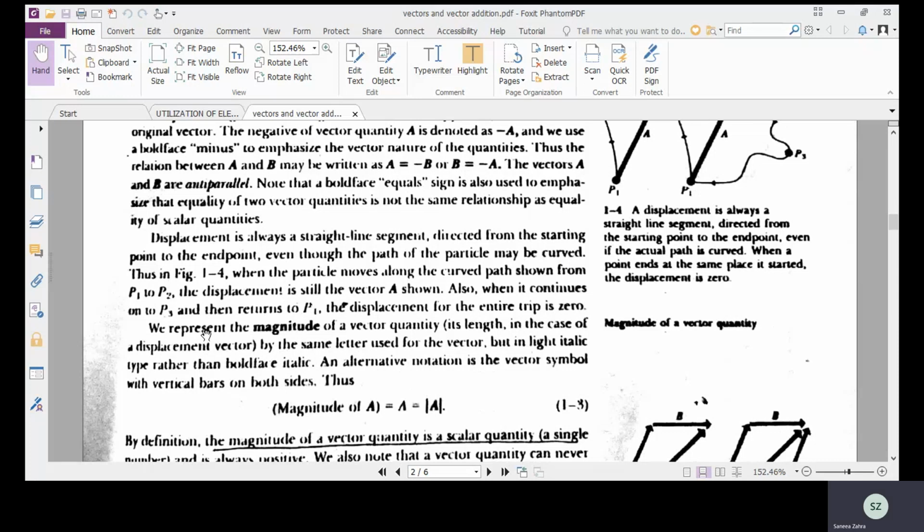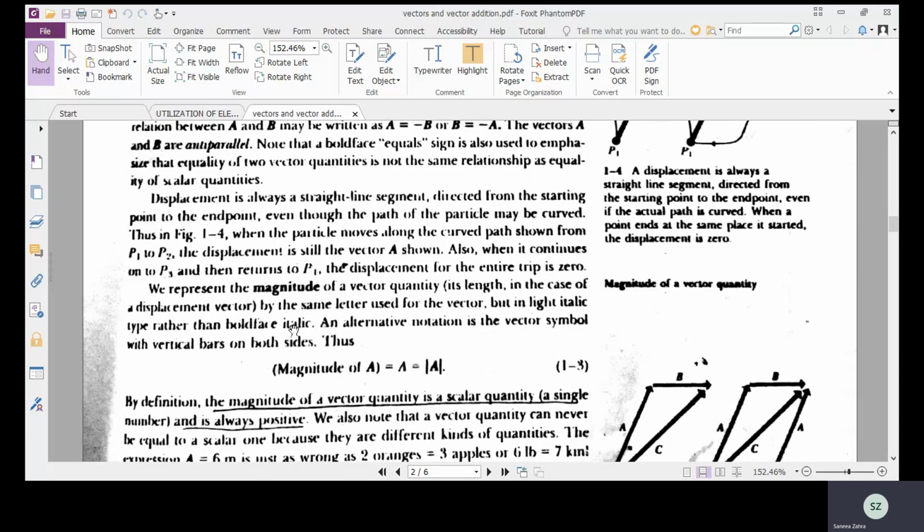Now, how do we represent the magnitude of a vector quantity? We represent the magnitude of a vector quantity, which in the case of displacement is its length, by the same letter used for the vector, but in light italic type rather than boldface italic. ठीक है, हम उसका bold खत्म कर देंगे when we are representing a magnitude. If you can see here, they have not bolded the letter A for magnitude.